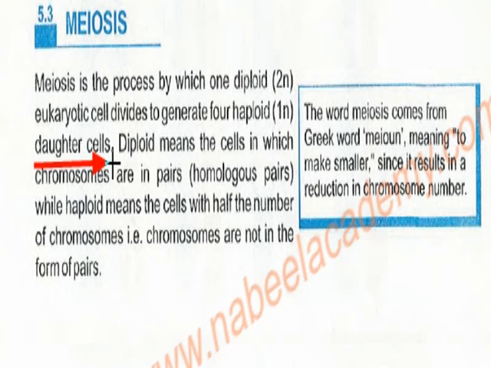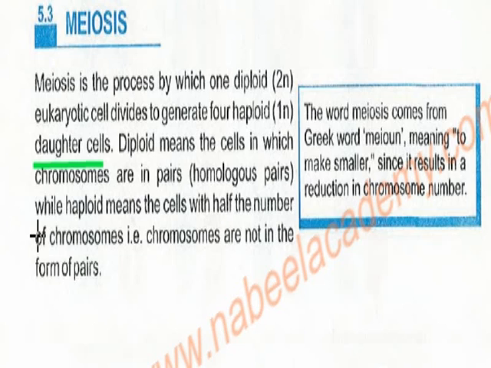Why? Because these are the resultant cells of meiosis. So they are in pairs. When they are in pairs, we call them homologous. Which cells are in pairs? Diploid cells, which we have seen in the diagram, are present in pairs, and they are known as homologous pairs and homologous chromosomes also.